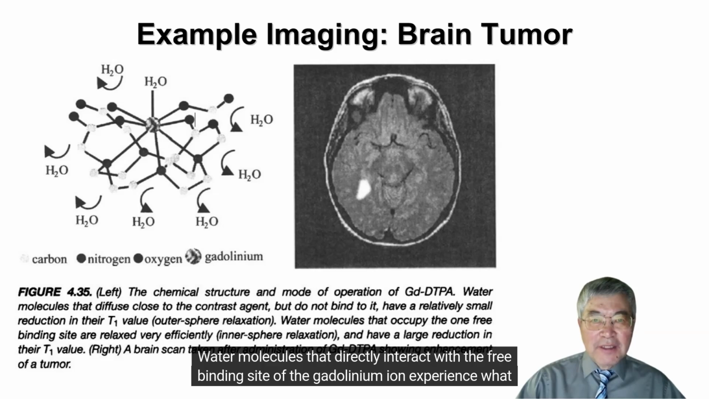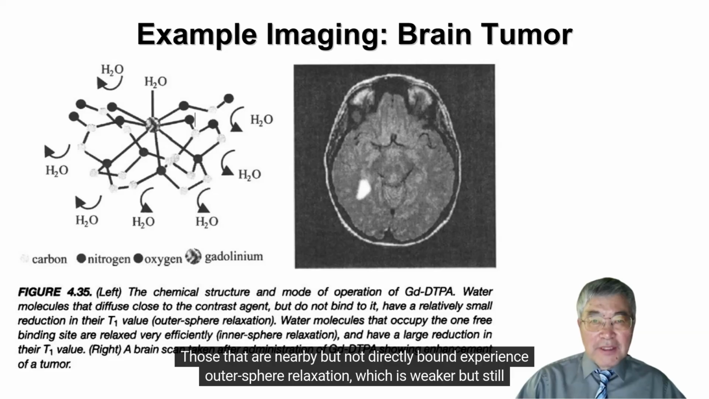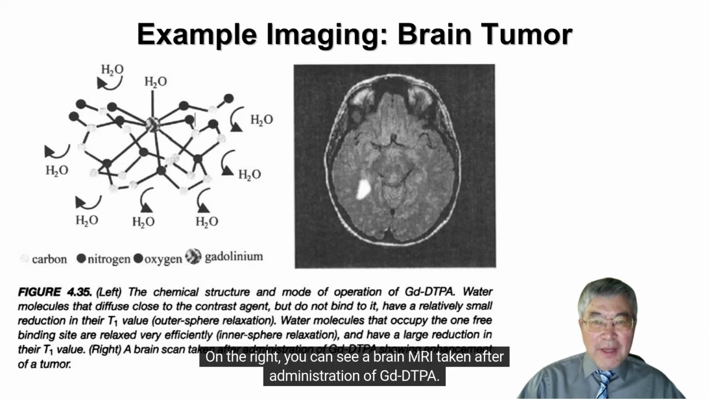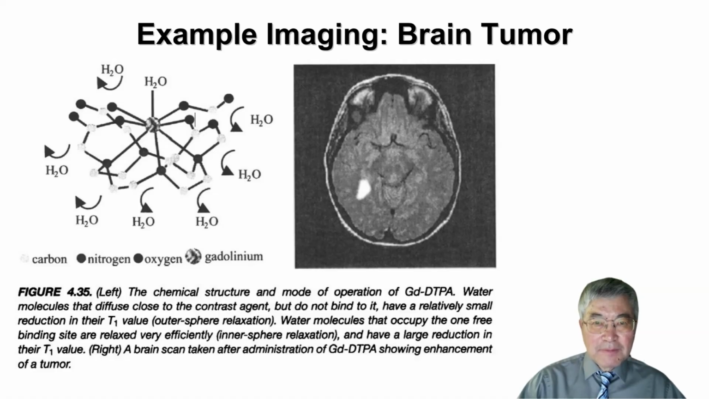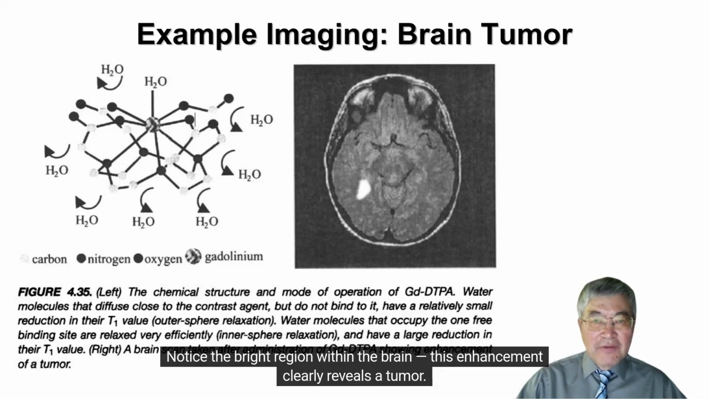Water molecules that directly interact with the free binding site of the gadolinium ion experience what we call inner sphere relaxation, resulting in a strong signal increase. Those that are nearby, but not directly bound, experience outer sphere relaxation, which is weaker but still noticeable. On the right, you can see a brain MRI taken after administration of Gd-DTPA. Notice the bright region within the brain. This enhancement clearly reveals a tumor.